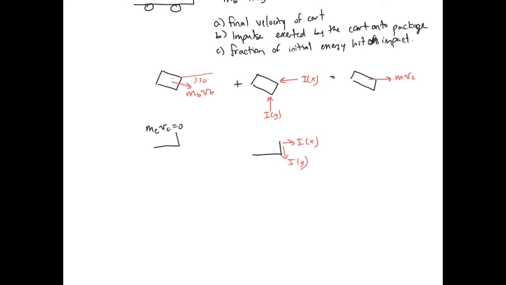These are the forces between the bag and the cart, but the cart is also on the ground, so there's going to be another reaction between the cart and the ground. I'm going to call this impulse 2y. And this is going to be equal to the cart having a velocity, m v 2. And I'll label this one cart.